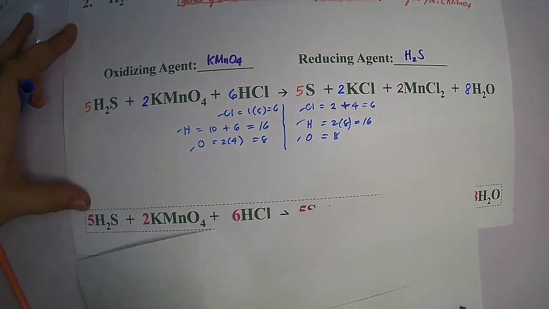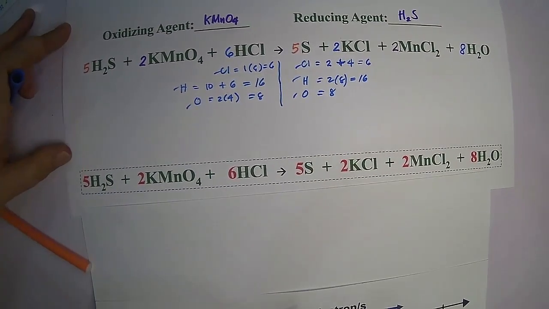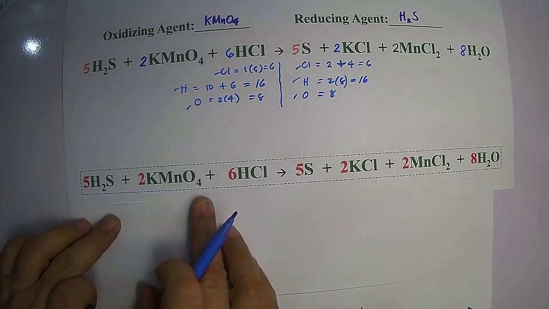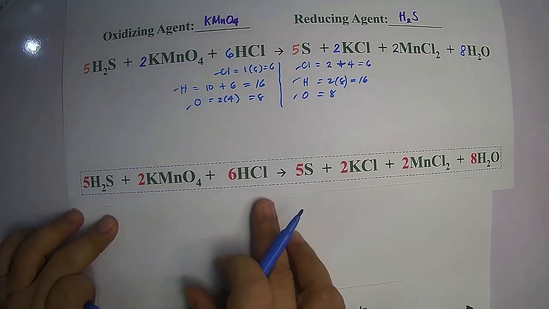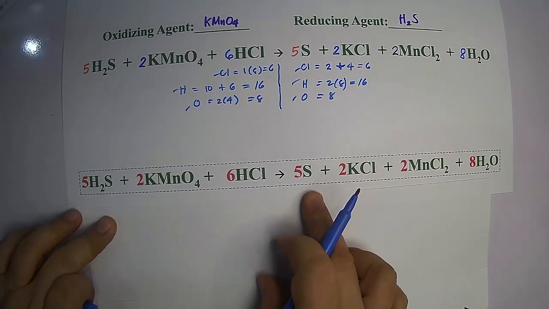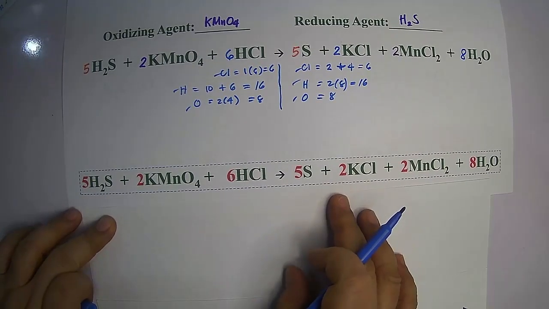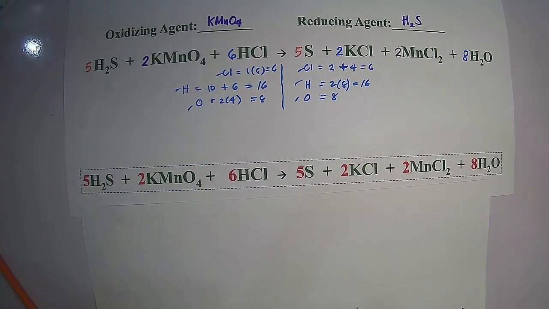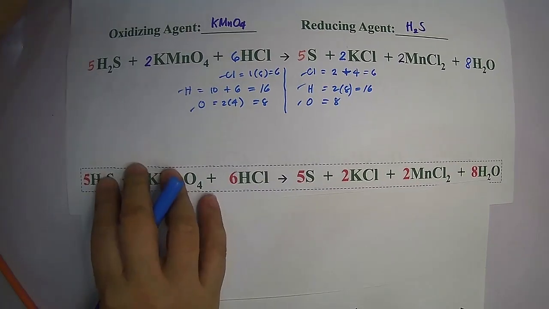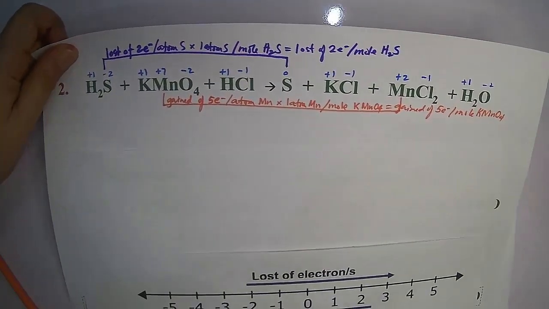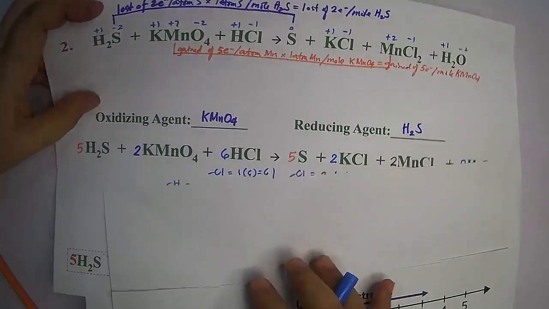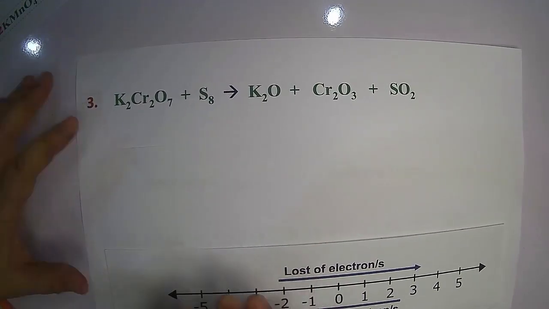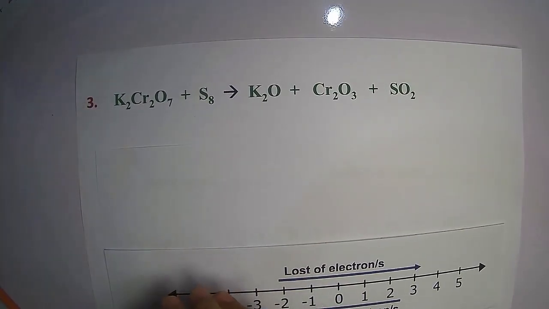So now we rewrite the final equation as 5 moles of dihydrogen sulfide and 2 moles of potassium permanganate and 6 moles of hydrochloric acid will give you 5 moles of sulfur, 2 moles of potassium chloride, 2 moles of manganese chloride, and 8 moles of water. Okay? Next number, for the third number, we have potassium dichromate and sulfur.